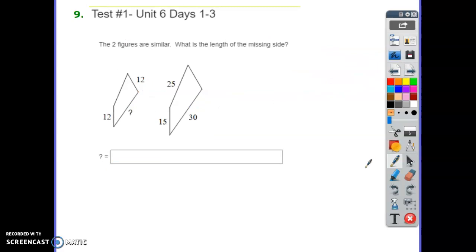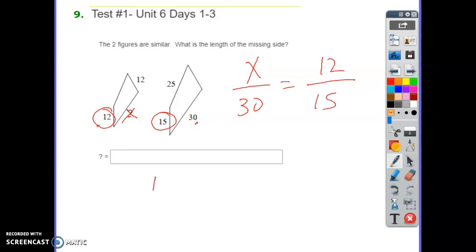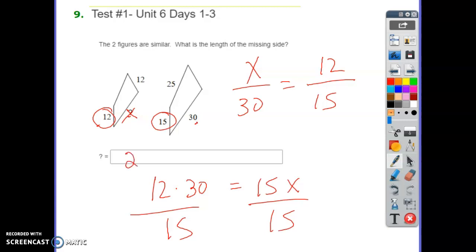And the last one, are the two figures similar? Okay, what's the missing side length? I like to put an X there. X corresponds to 30. So X is to 30 as, now let's pick another two sides that we have numbers for, because we're going to need two numbers here. We don't need another variable or an unknown. So X over 30, then I have to put 12 over 15. Then I would cross multiply: 12 times 30 equals 15 times X. Divide both sides by 15, and I should get 24. And that is it. Peace out.